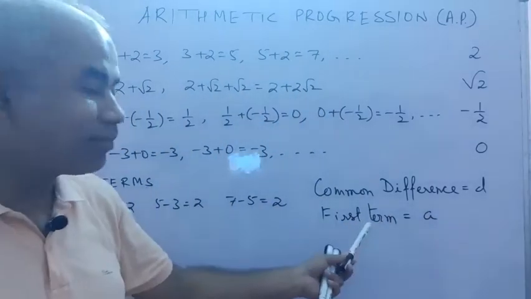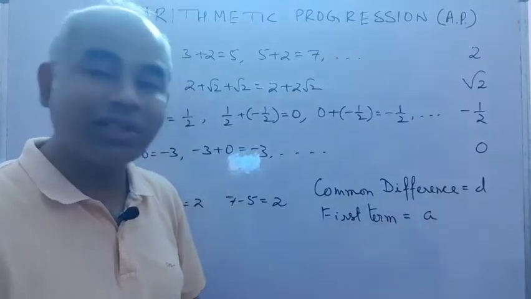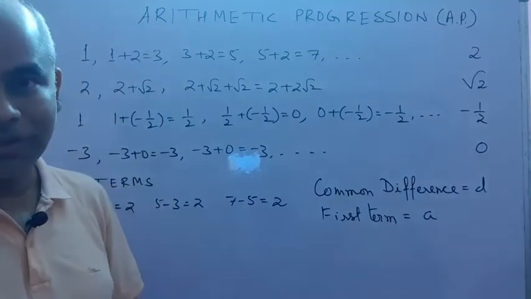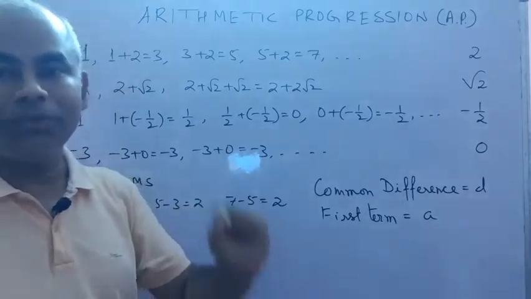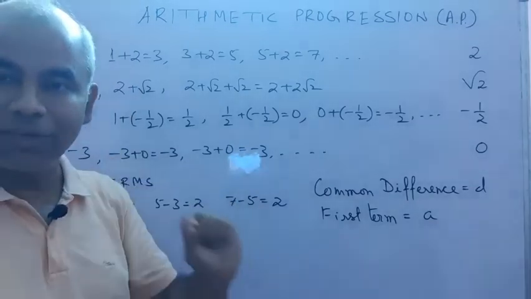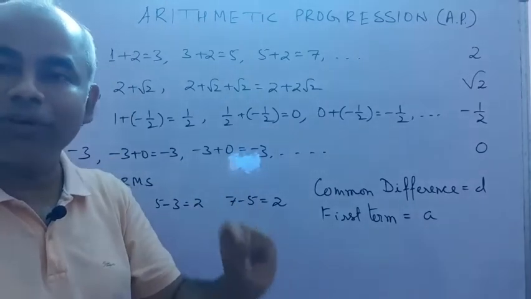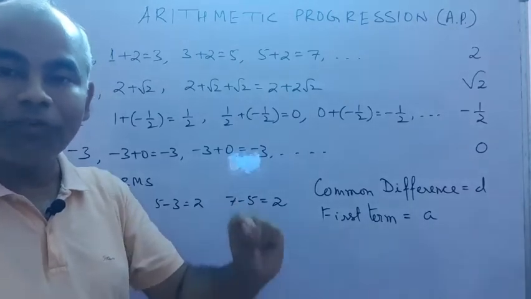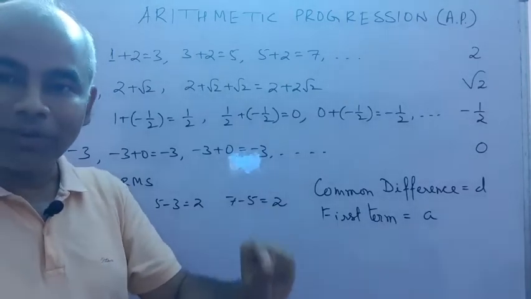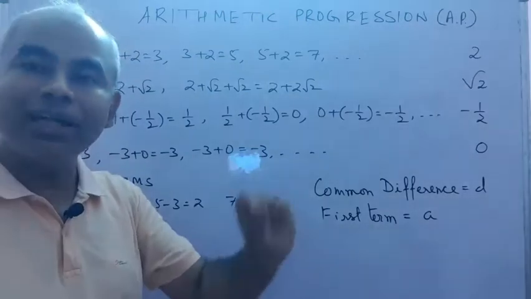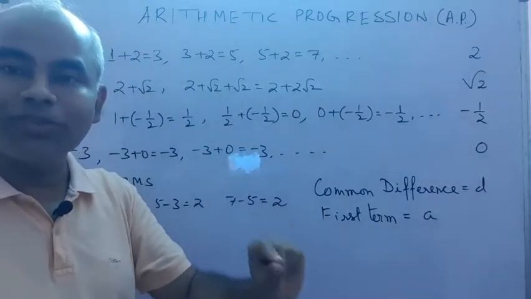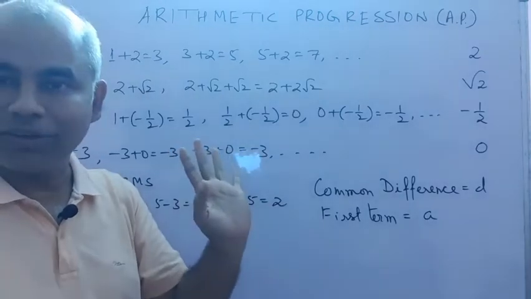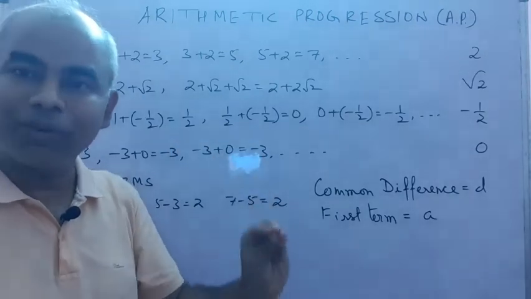Okay, it is the usual symbol for first term, and D is the usual symbol for common difference. Okay, so now how can we define an arithmetic progression? We can define an arithmetic progression in this way: an arithmetic progression is a sequence of numbers where we add a particular constant to a term to get the next term, or where the difference between any two consecutive terms is constant. Okay, we can define arithmetic progression like that.